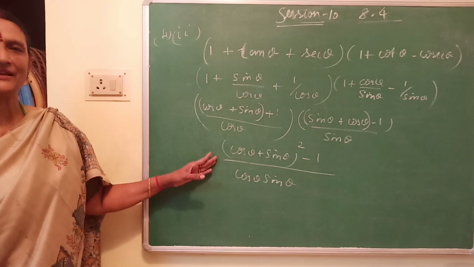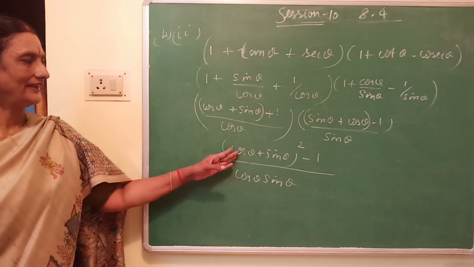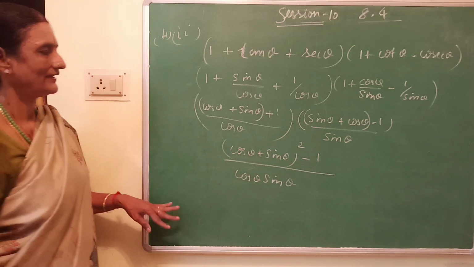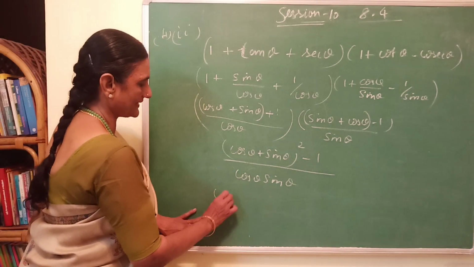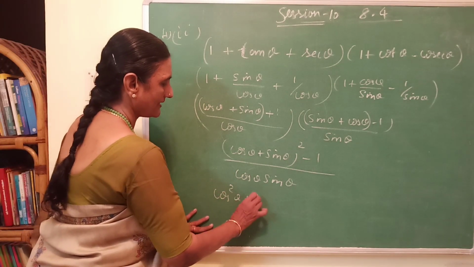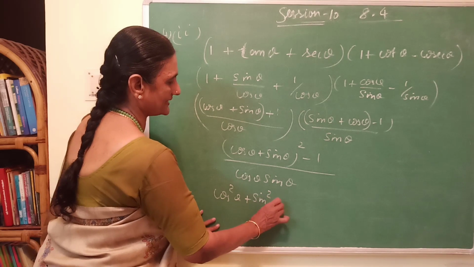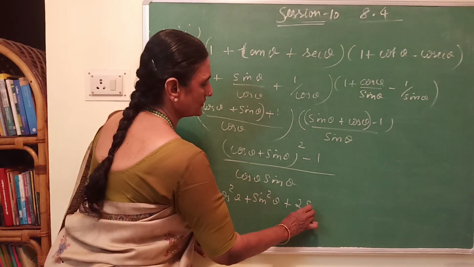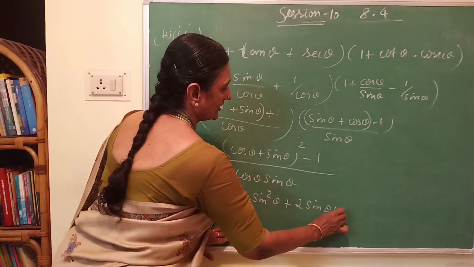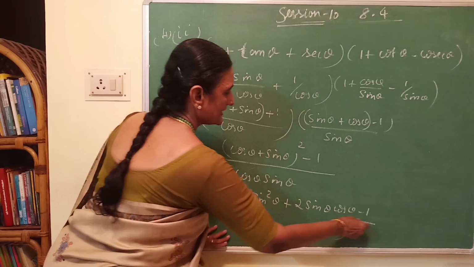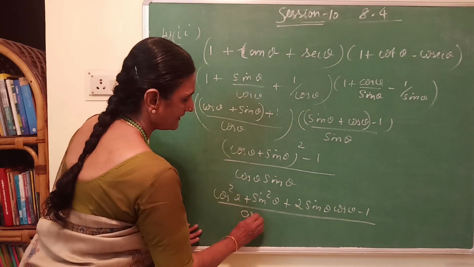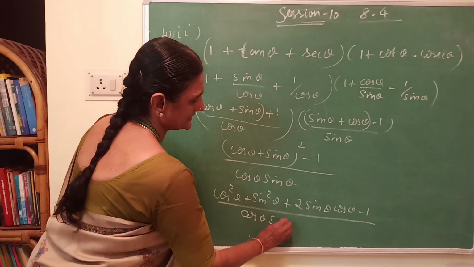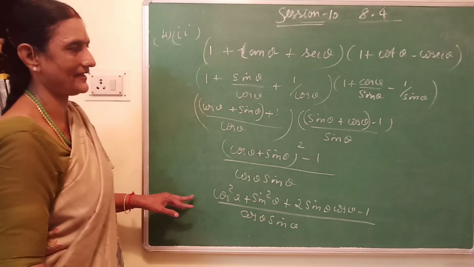But this can easily be expanded using a plus b the whole square. If you expand it, that is cos square theta plus sin square theta plus 2 sin theta cos theta minus 1 divided by cos theta sin theta as the common denominator.